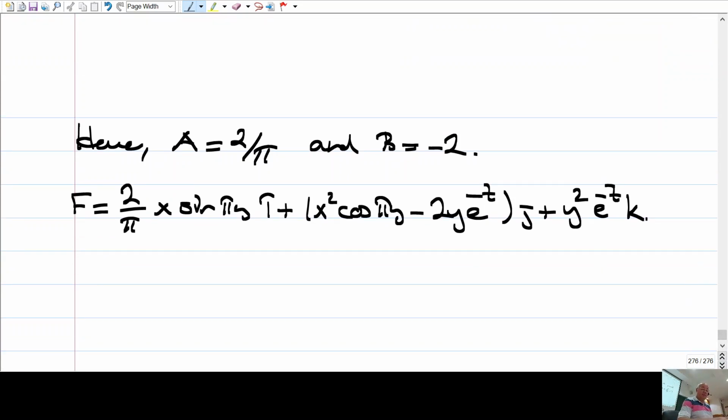Now this is a necessary condition for F to be conservative, but it's not a sufficient condition in general. To show that F is really conservative, one has to find a potential function. So look for a potential function.